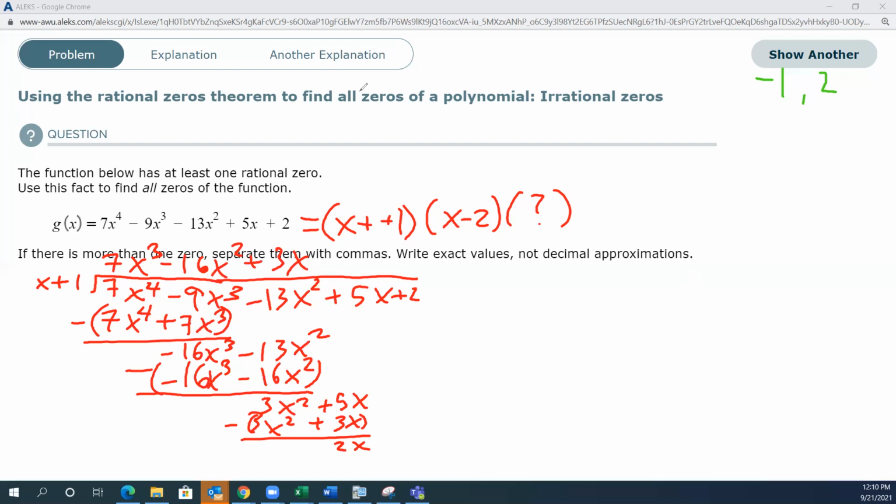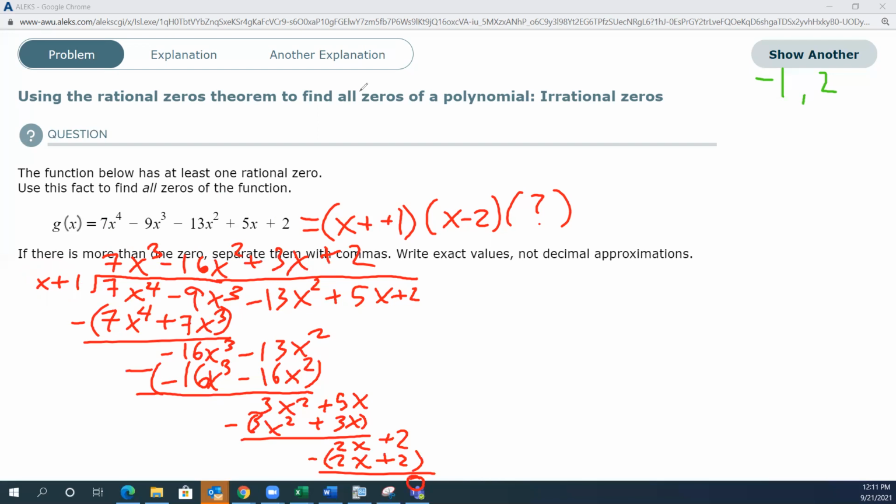Now, because x plus 1 is a factor of this thing, because it comes from the rational root, that means that the remainder should be 0. If it's not 0, then I've done something wrong. Okay, so I'll bring down the last term, plus 2, multiply by 2, I get 2x plus 2, and yeah, when I subtract, I get 0. Wow, I fit it all in there.